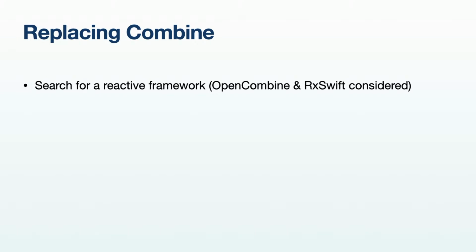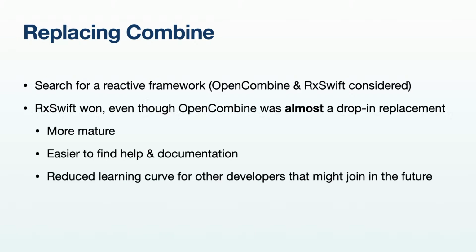And there's something called OpenCombine, which is a framework that was developed specifically for this purpose, for people who wanted to work with Combine, but also wanted to have support for iOS 12 and earlier versions of iOS. In the end, maybe controversially, we decided to go for RxSwift, even though OpenCombine was almost a drop-in replacement for Combine itself. Why did we do that?